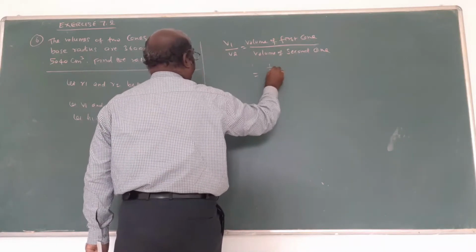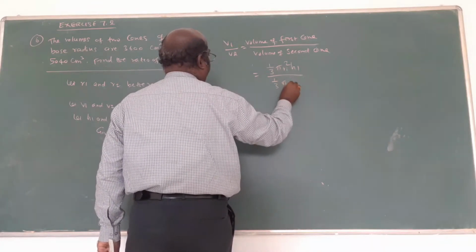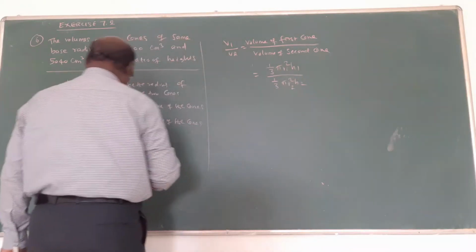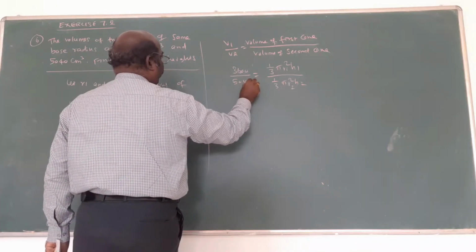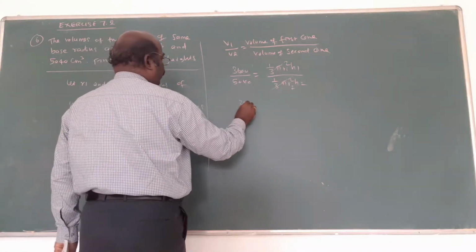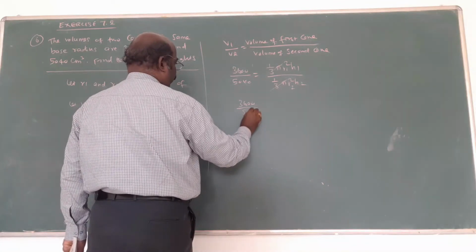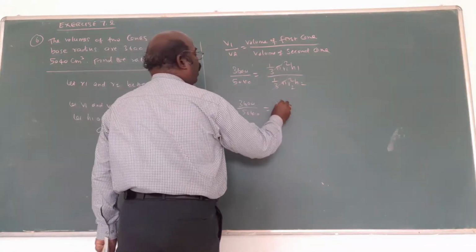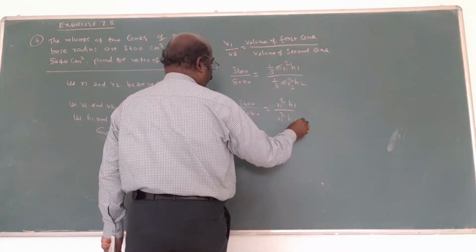Here what is the formula? 1 by 3 pi R1 square H1 over 1 by 3 pi R2 square H2. The V1 is what? 3600, already given. This is 5040. It will be cancelled. Am I right? Here 3600 by 5040 equals, the radius will be equal, so R1 square into H1 over R1 square also, because both will be equal now.